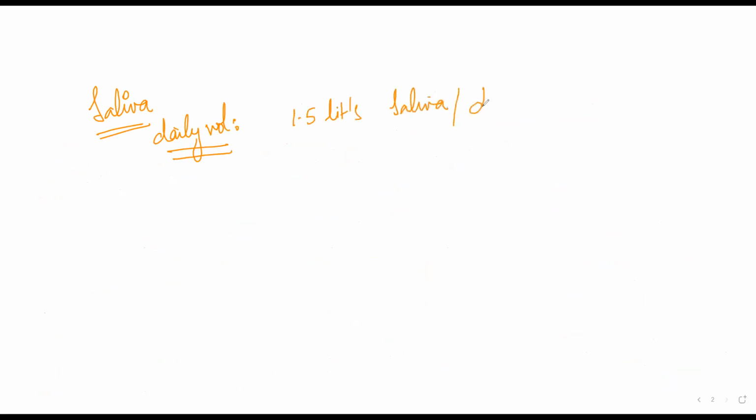Now let us talk about their secretions. What is their secretion called? It's called saliva. So let us learn about saliva now. What will be the daily volume of the saliva? What a normal human produces on average is at most 1.5 liters of saliva per day.